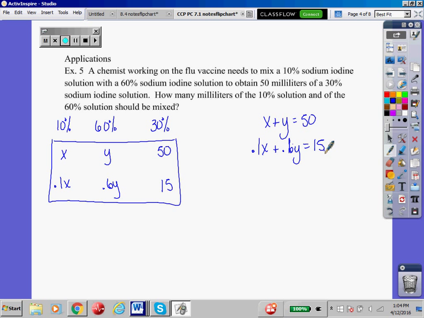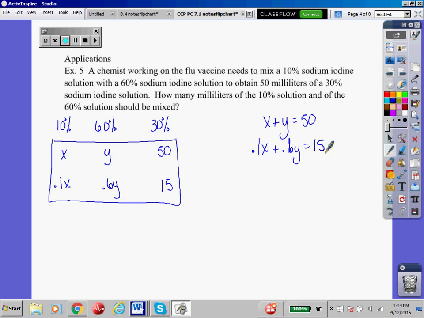Yeah, Kenzie? How do you know which one is which one? It really doesn't matter. I mean, like, I could have said the 10% was y and the 60% is x. It doesn't matter. But be consistent, then if you stick with it, then in your next row, make sure that's going with the right thing.